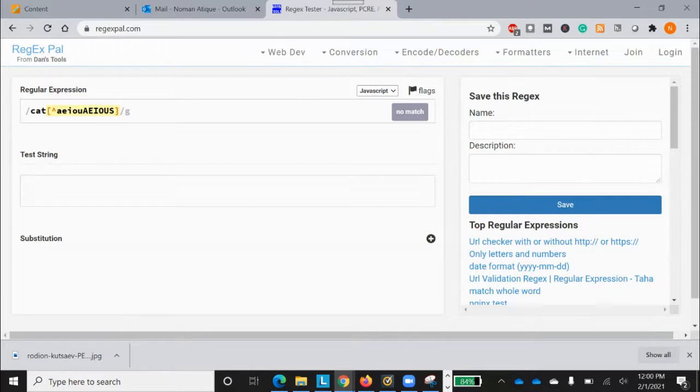Yes, exactly. The caret represents anything other than what is in the square bracket. So you see here, if I write B after cat, B is not in A, E, I, O, U, caps or small, so it will be recognized. If I write, for example, ampersand, dollar sign, whatever, it will be recognized with cat. I hope, Sufyan, you got the point? I hope you know that this is a caret symbol.